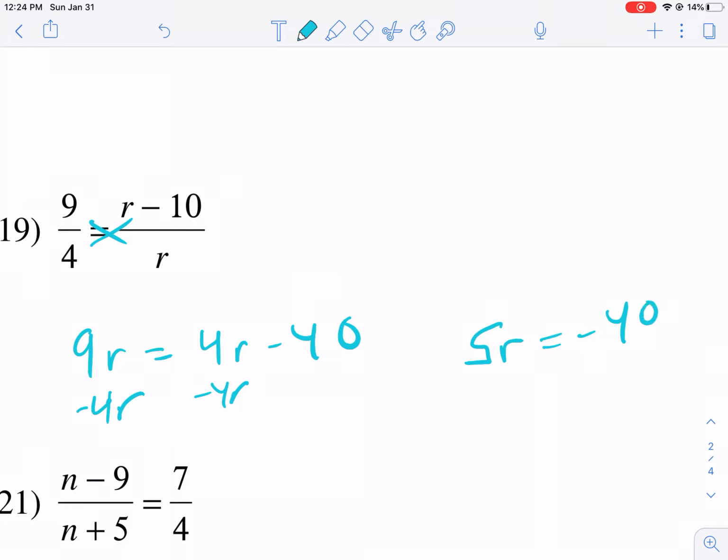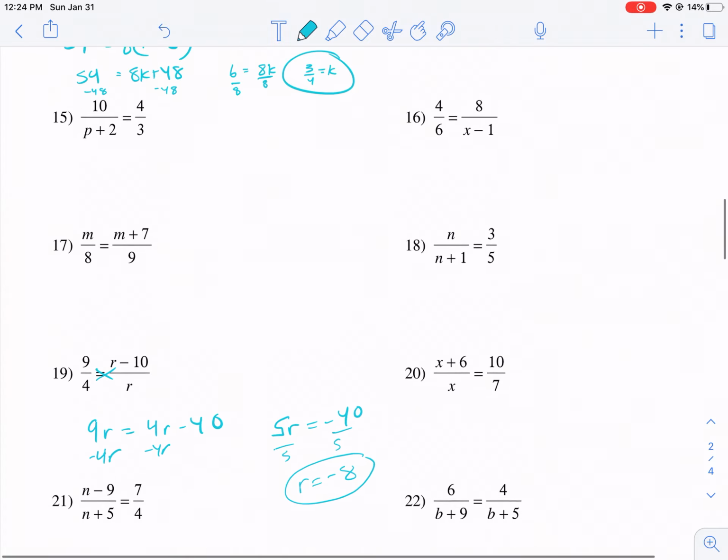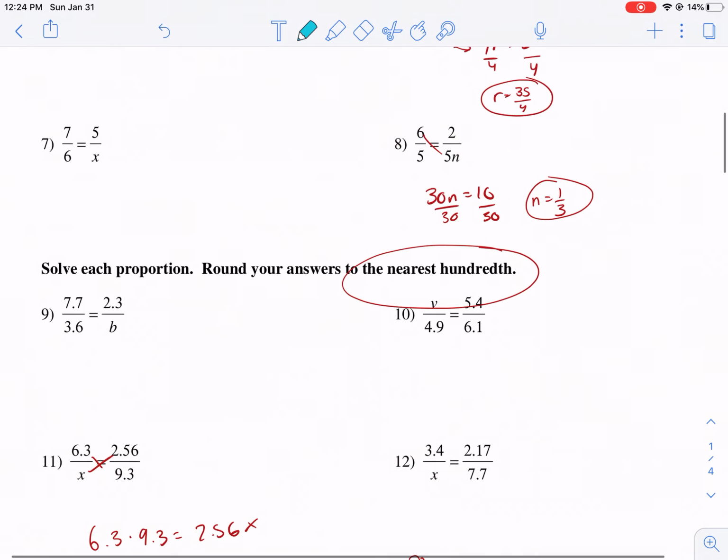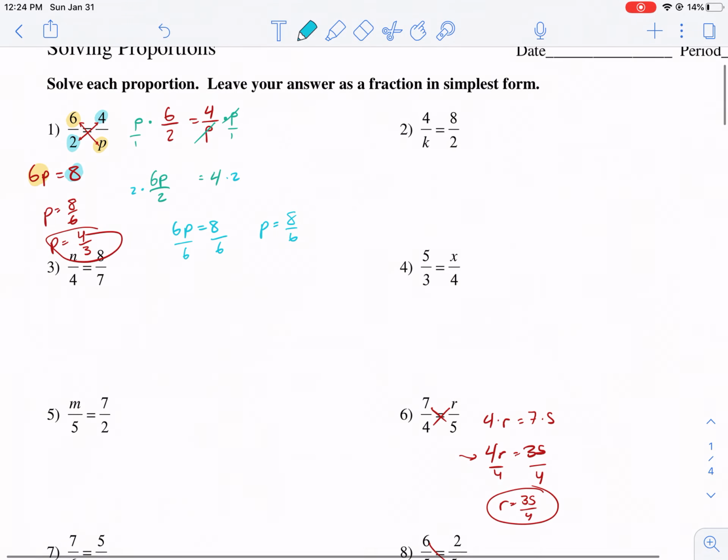So we have 5r equals negative 40. And then we divide by 5. And we get, oh my gosh, an integer. r equals negative 8. So not bad. Cross multiplying just makes it a lot easier instead of solving it the first way I described.